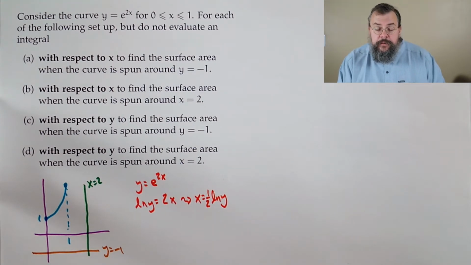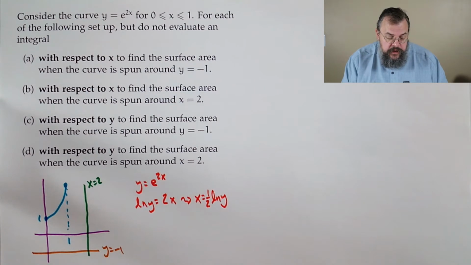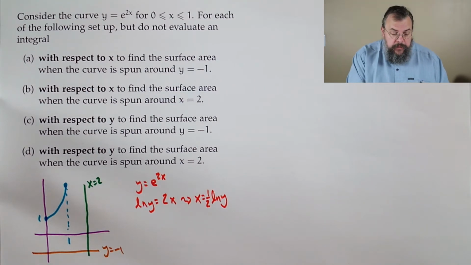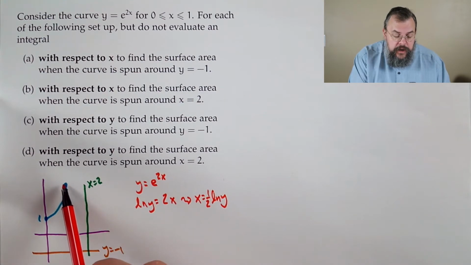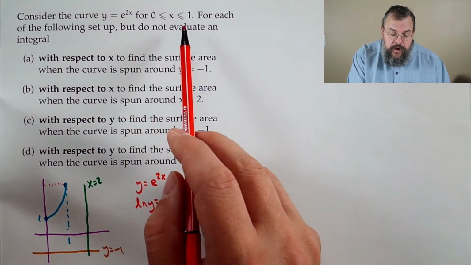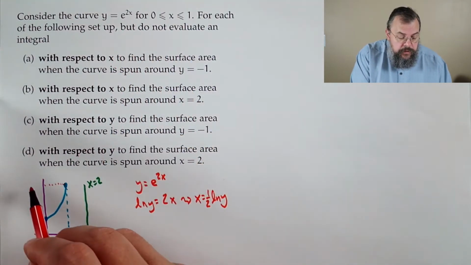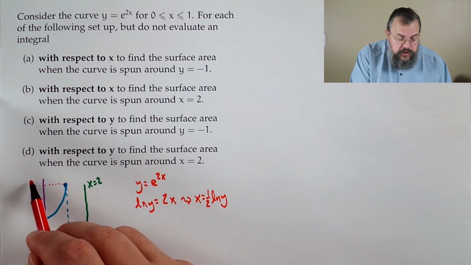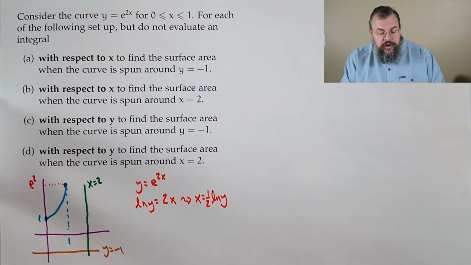And let's see, anything else we should mark? Well, we need to know where we're going from. For x, it's pretty straightforward because we're told 0 to 1. For y, well, we already said e to the 0 is 1. Now, what happens when we plug in 1? We get e to the 2. So we're going to go to e to the 2. So that's the important thing to know.